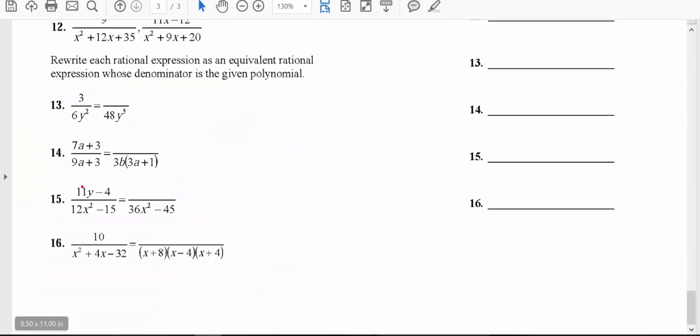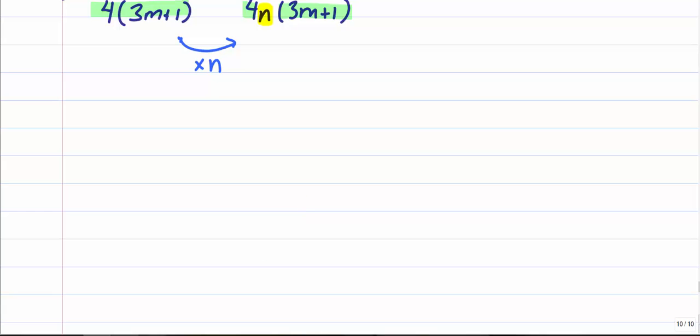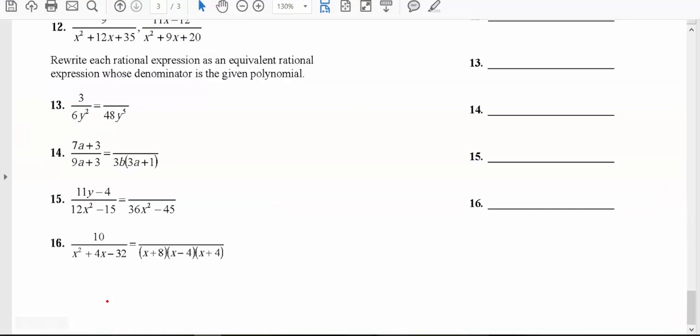So that should help you with number 14. And then number 17? I think I messed up on my number. No, it's 16.